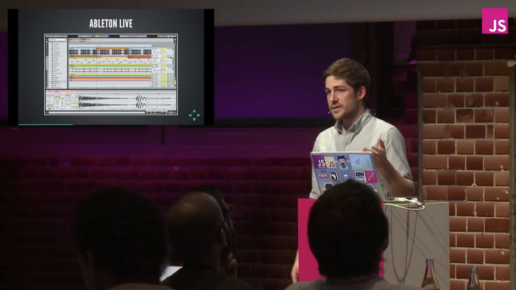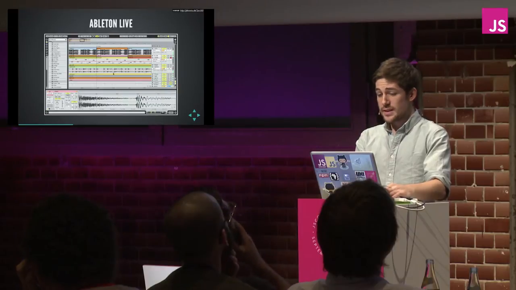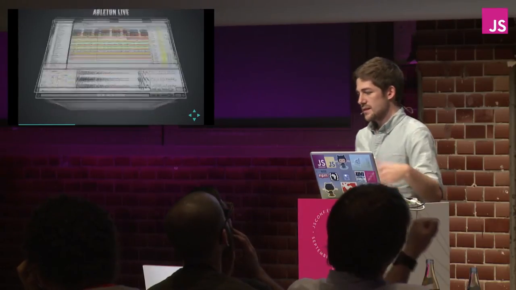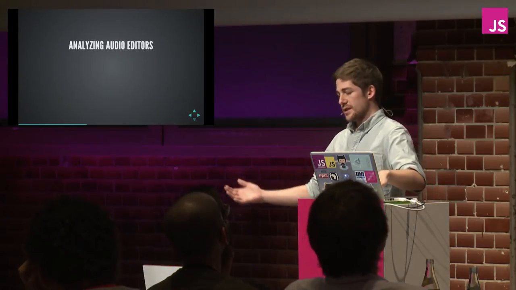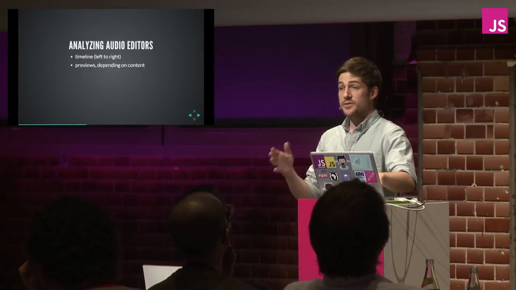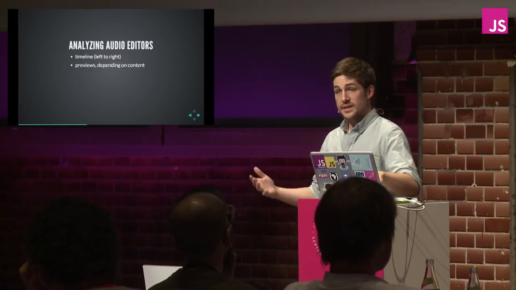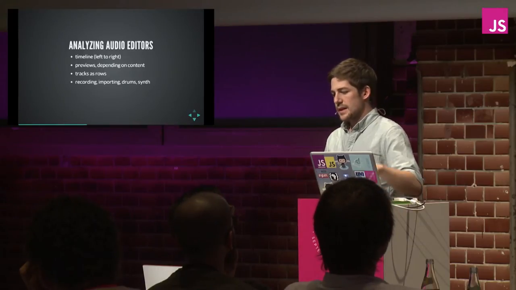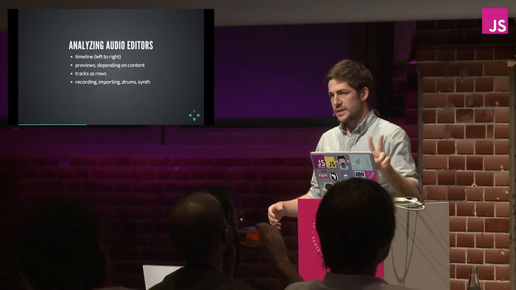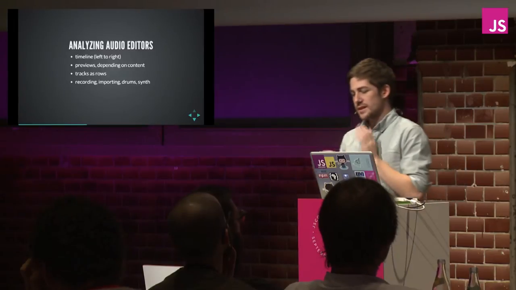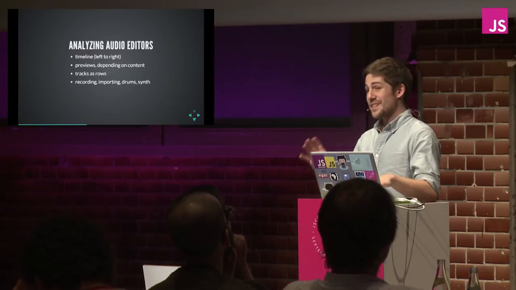And then if you look at Ableton, which is more professional software, you can see the same pattern here. You have some controls over here. You have the tracks also here and some previews, and the same image is in all the others as well, like in Reason. So analyzing audio editors: you have a timeline left to right. You have previews, and depending on content, they're different. If you have drums, it's not a waveform, or if you have a recording, it's a waveform. You have tracks as rows, and what you need is a way to record stuff, and you need to be able to import stuff. So that's two of the basic features. Also, you need a drum machine, so people can come up with awesome songs, and you need a synthesizer for nice melodies. So that's what I needed to do.